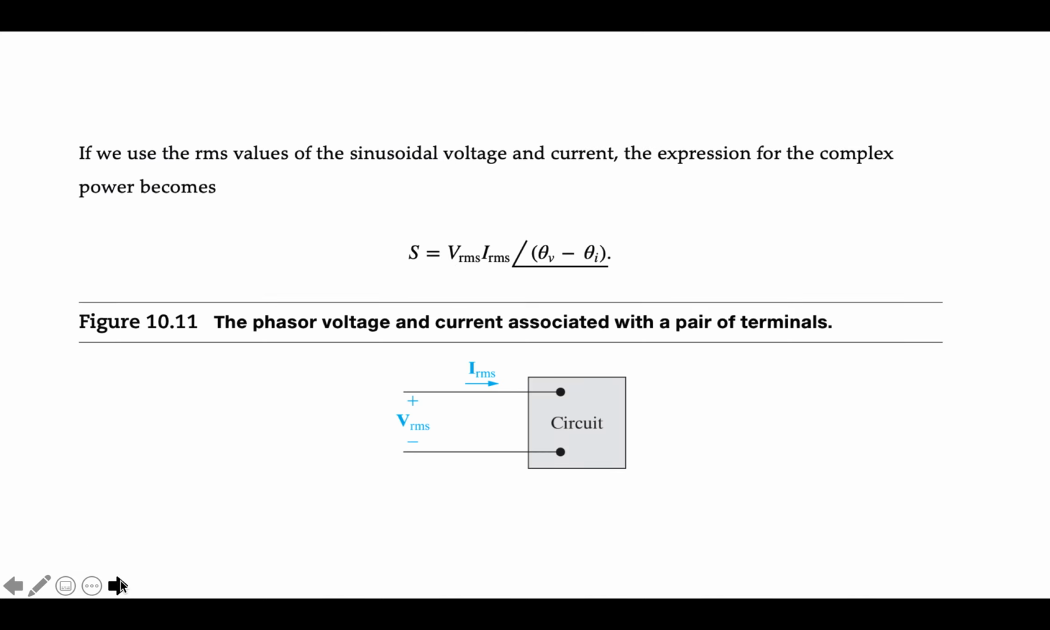So the point is, you can calculate S directly if you have V and I already in phasor form. What this will give you is a complex number. If you convert it to rectangular notation, P and Q come out of that directly. So this would be representative of a circuit that looks like this, where you have some RMS voltage and RMS current.